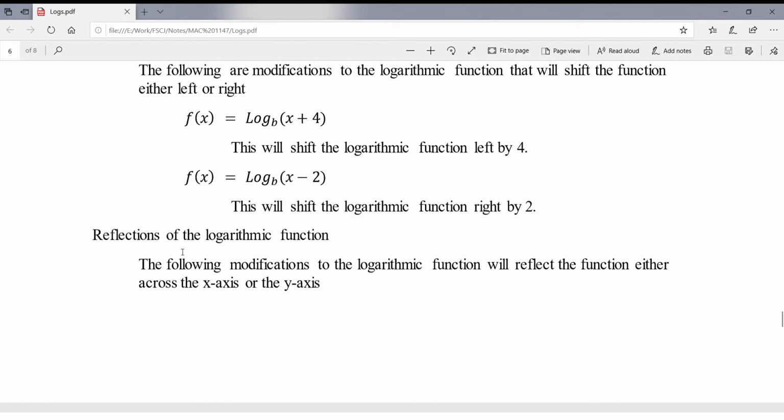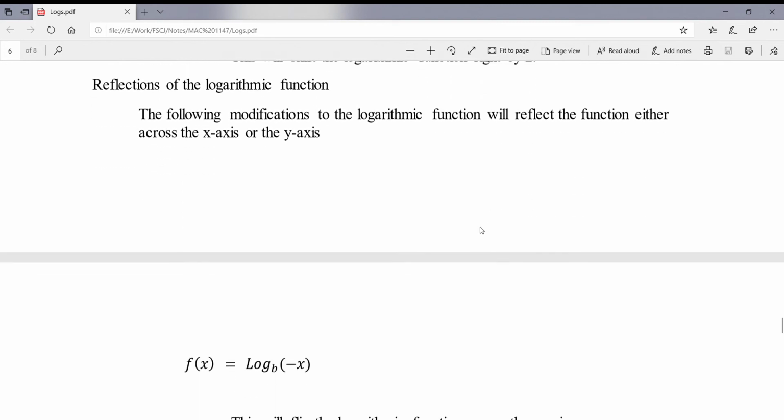Reflections of logarithmic functions. The following modifications to logarithmic functions will reflect the function either across the x-axis or the y-axis.